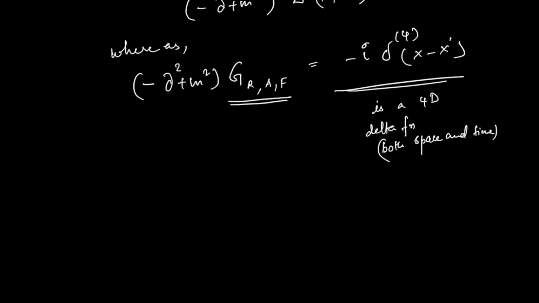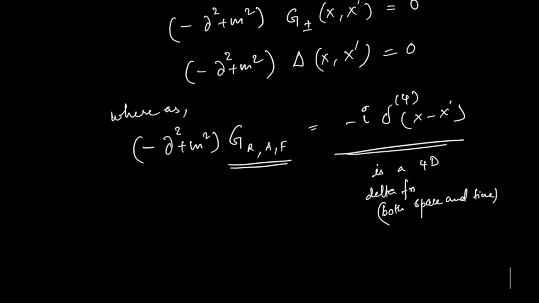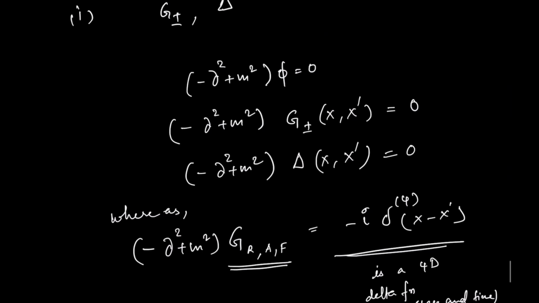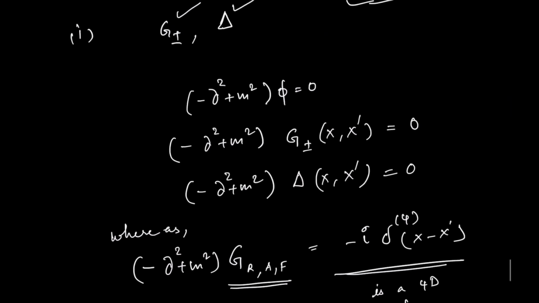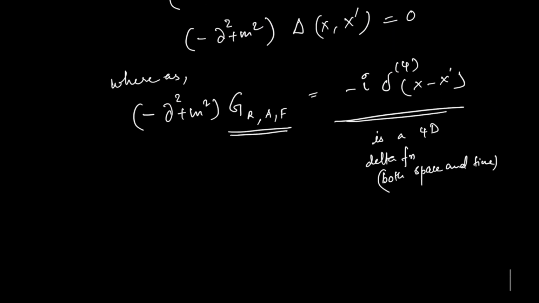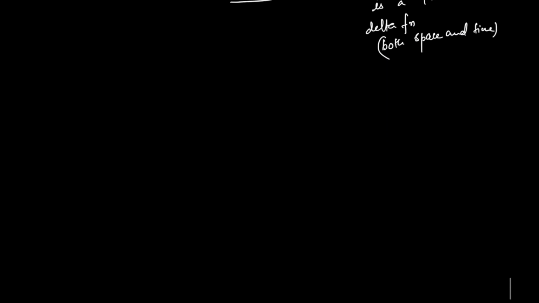So that's how you get a separate equation for G retarded, G advanced and G Feynman, but G plus minus and delta function obeys the usual classical equations of phi. So that is the first property.